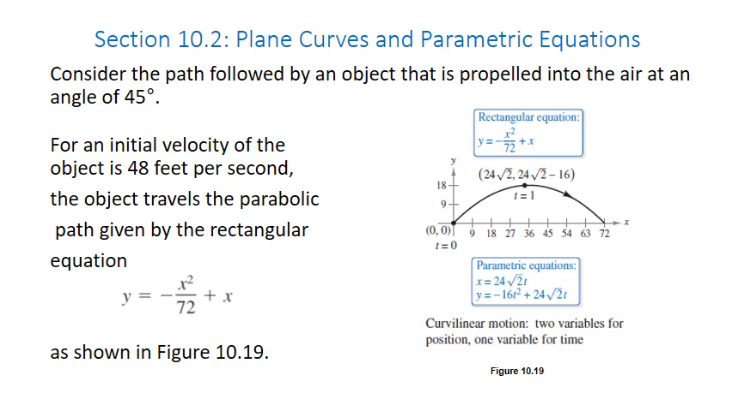We'll start off this section by considering this illustration here, which entails an object that is being thrown into the air at an angle of 45 degrees. It tells us that the initial velocity of the object is 48 feet per second, and this travels in a parabolic path. Well, in the past, we are often referring to the parabolic shape as a rectangular equation. A rectangular equation involves x's and y's.